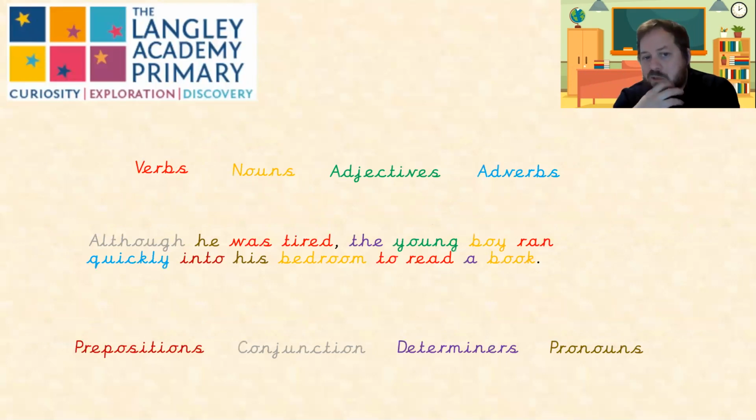So in our sentence, although he was tired, the young boy ran quickly into his bedroom to read a book. You can see that actually all of those words come into one of these word classes, and you can see how they're all used in this one sentence. And that's just thinking about where they might be used and how they might be used. And if someone was to give you a sentence and say, where are the nouns in the sentence? You should be able to look through it and see which words they are. Or can you find the determiner in this sentence? And you should be able to, again, look through and find the determiners, normally the or a or an.